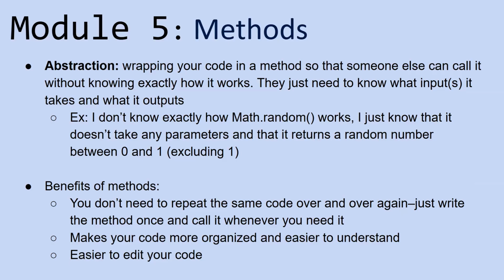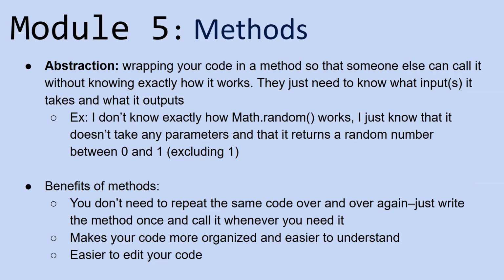So, for example, I don't need to know exactly how Math.random generates a random number. However it's written, I don't actually know what's inside Math.random. I just know that it doesn't take any parameters and that it returns a random number between 0 and 1, excluding 1, of course.